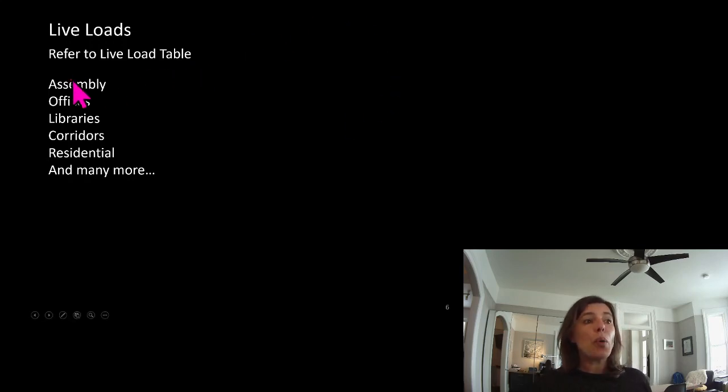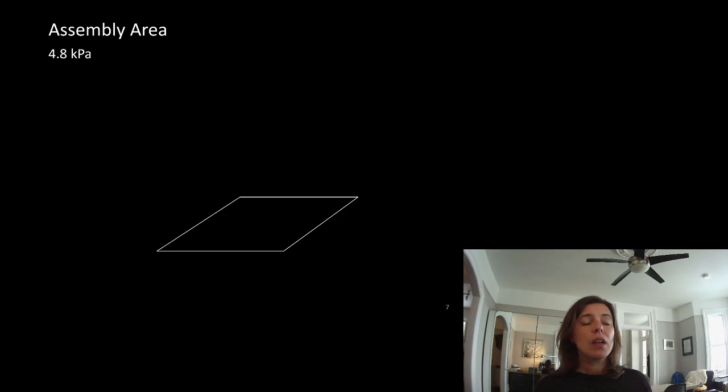So we have it broken down into assembly loads, offices, libraries, corridors, residential, and there's more. And then within assembly, they have different criteria for the assembly loads. An assembly area has 4.8 kPa most of the time as the live load requirement. You can see that in the table that I posted for you. It'll say a type of room, here's the live load you need to use.